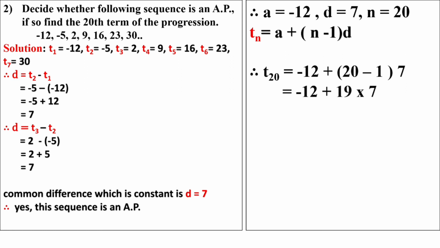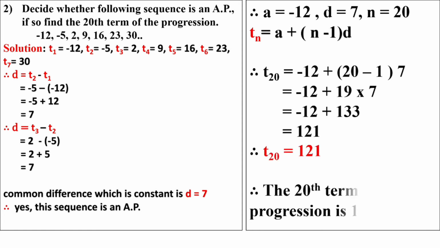So 20 minus 1 we get 19 into 7. 19 times 7 is how much? 133. So minus 12 plus 133 we get 121. Therefore the T20 value is 121. Okay, write the final answer: the 20th term of the progression is 121.